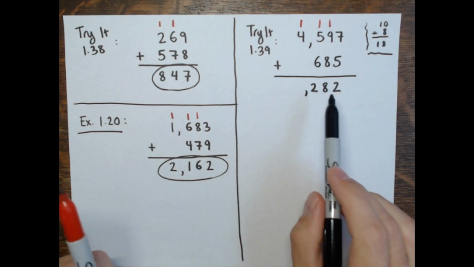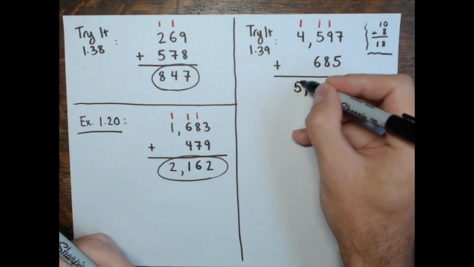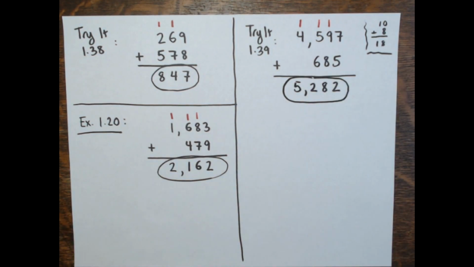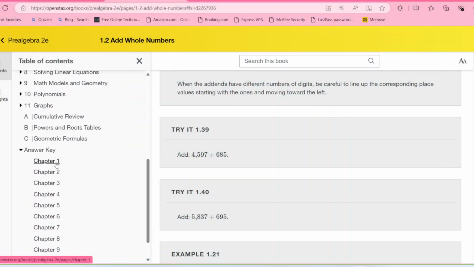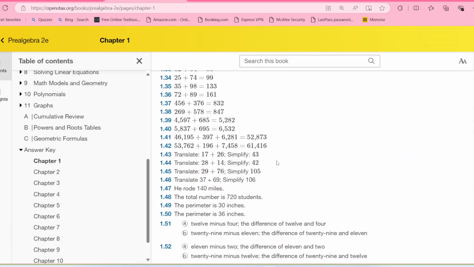Again, I got a comma here between the periods, and then the thousands place, 1 plus 4 is 5, right? So 5,282 for try it 1.39. Let me check that out. So 5,282. Excellent.